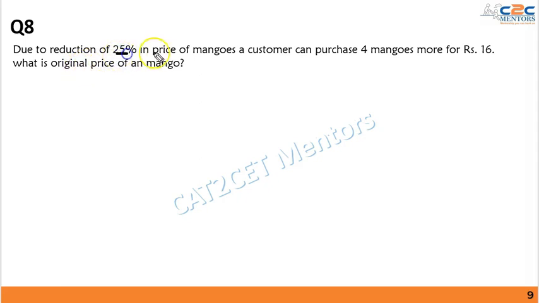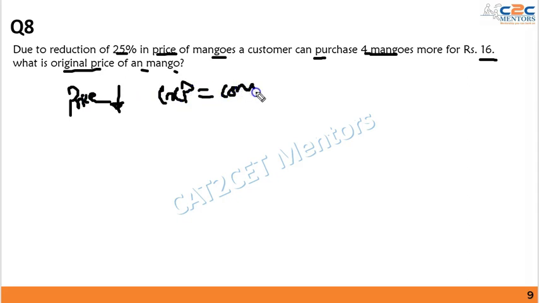Due to the reduction of 25% in the price of mangoes, a customer can purchase 4 more mangoes for rupees 16. What is the original price of a mango? Now this question involves the concept that we initially discussed and the formula which I gave you in the topic percentage. Whenever the price reduction is there and my expenditure is constant, the quantity which I am going to purchase will increase as the price has reduced.